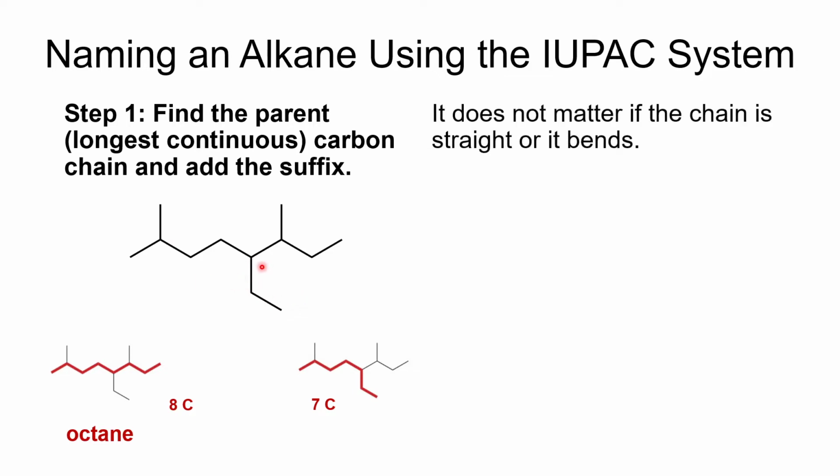Now, one thing you want to be careful about is that it doesn't matter if the chain bends or if it is straight. So this is how we had it drawn, but it could be drawn like this, and this is a perfectly legitimate way to draw that parent chain, as is this. It's a bit confusing, and it would be kind of weird to do so, but sometimes when people draw structures, you need to just be aware that the way they drew it doesn't always make sense to you. So count the longest chain.